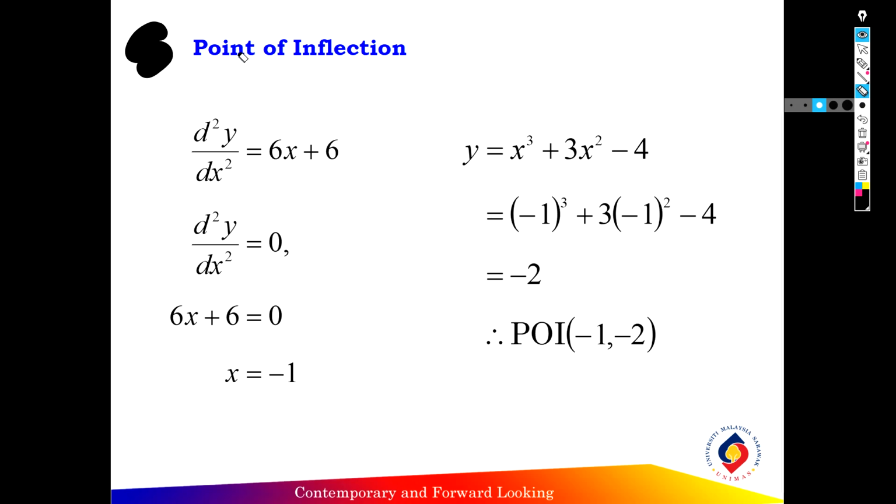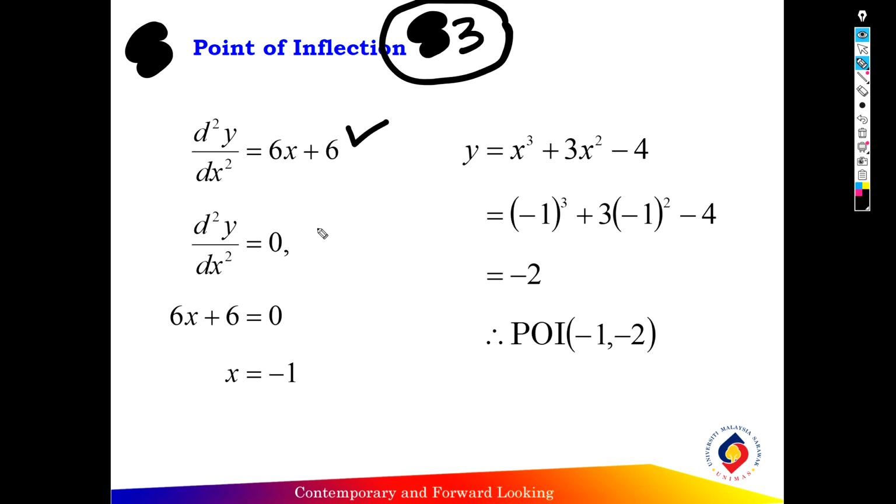Okay, step 3, find the inflection point. If you find the inflection point using the second derivative, the second derivative here equals 6x plus 6. So you let the second derivative equal 0. The inflection point exists when the second derivative equals 0. 6x plus 6 equals 0, and the value of x here equals negative 1.